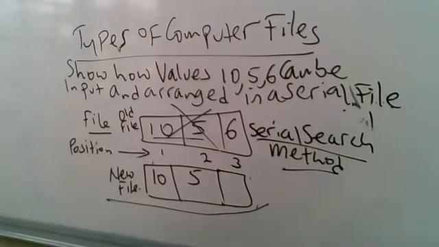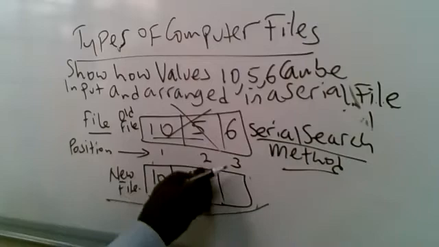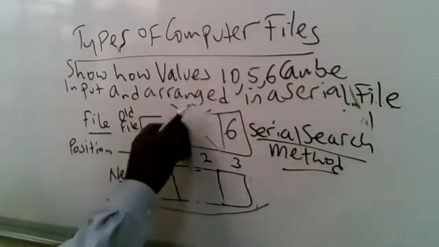Now, how are values updated or changed? If you have values in a serial file, how do you update them or change them? So we are going to assume, currently, we have our first file.